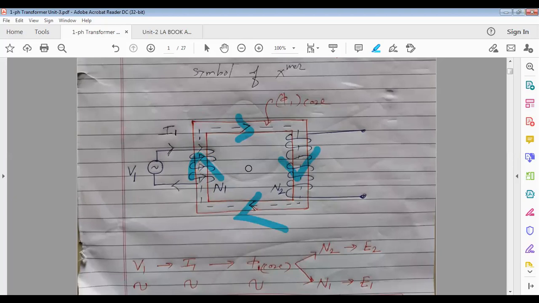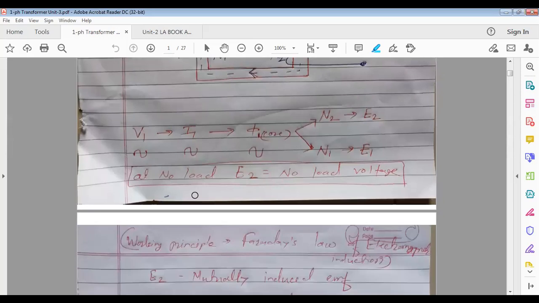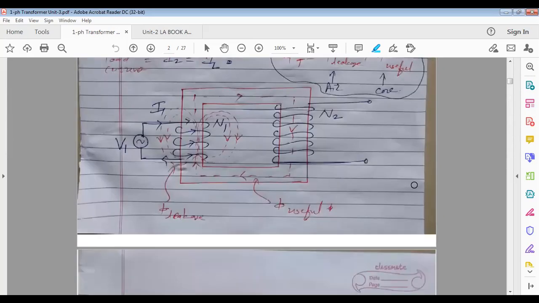Consider that around this core, around this coil, air is there. What is the relative permeability of air? 1. Very good, it is 1. So what is happening here? Whatever the total flux produced by the primary winding, not 100% of the flux will flow through the core. Some percentage of flux will complete its path through air also, like this. Why? Because the relative permeability of air is 1.